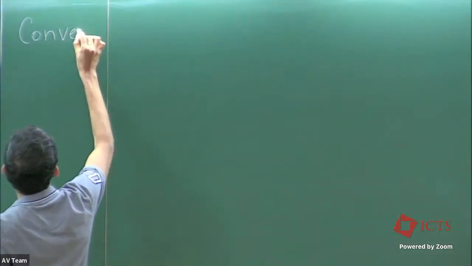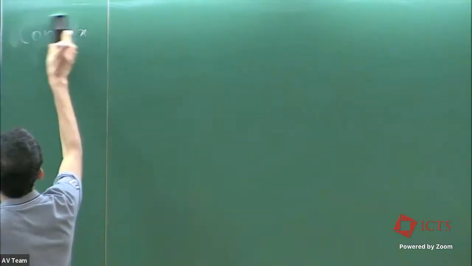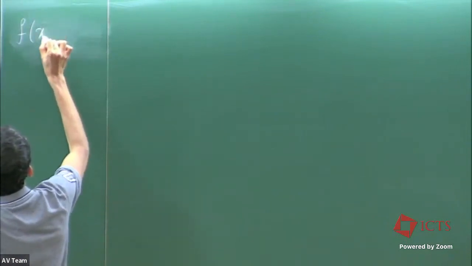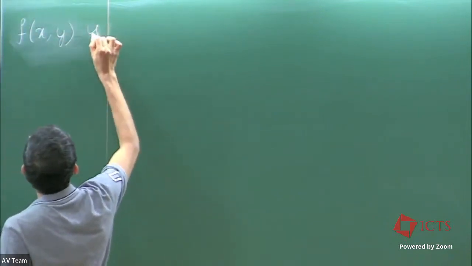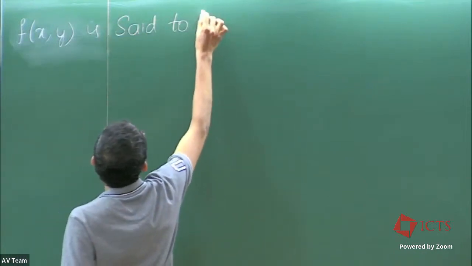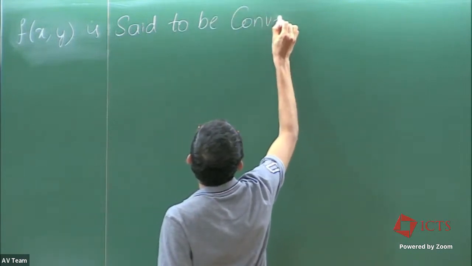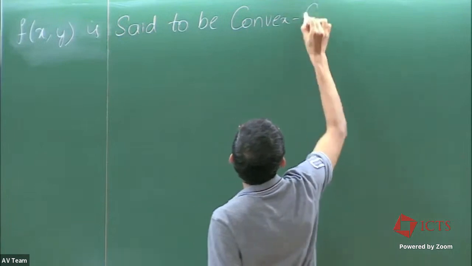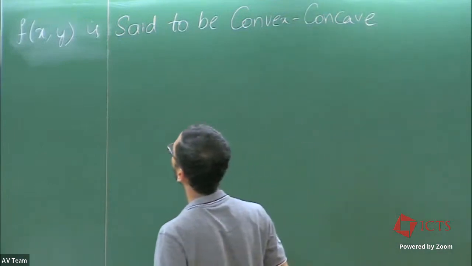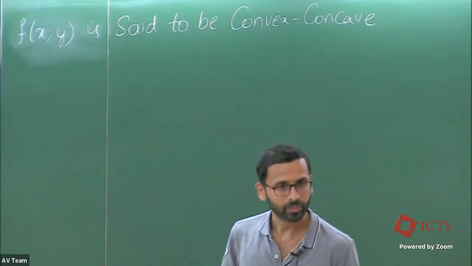So let me see. So f of x comma y is said to be. So I also have not defined concave. So, Praneeth, so then this looks like a saddle point. This is a saddle point problem. Yeah.